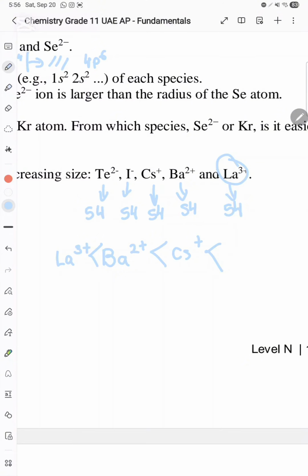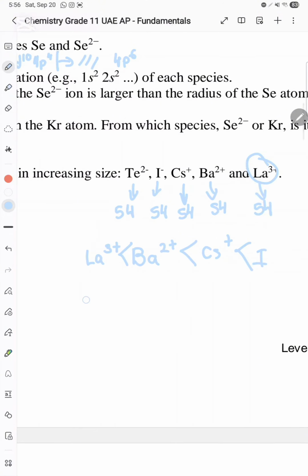Then Te2 minus. Why? Because when you want to order them, it goes from greatest to least in the cations, but least to greatest in the anions. So this would be your order.